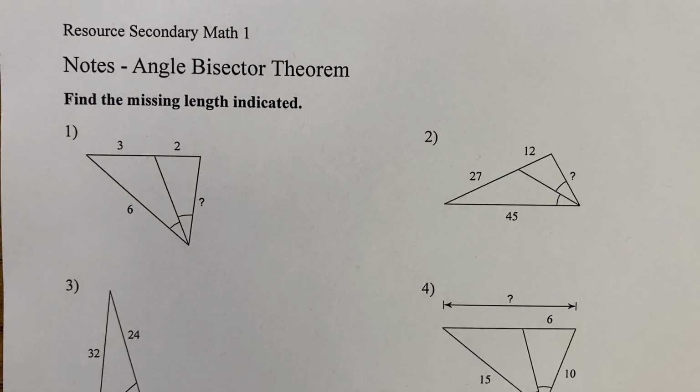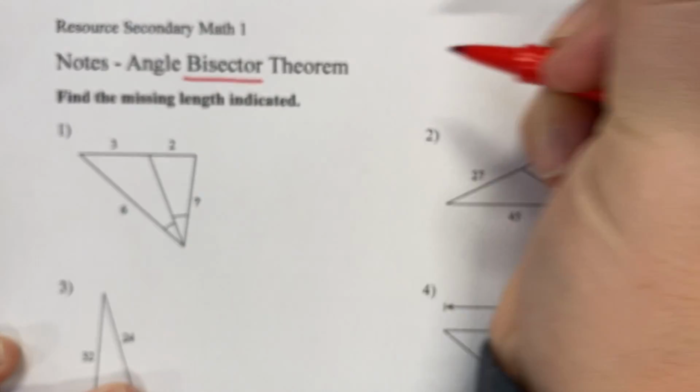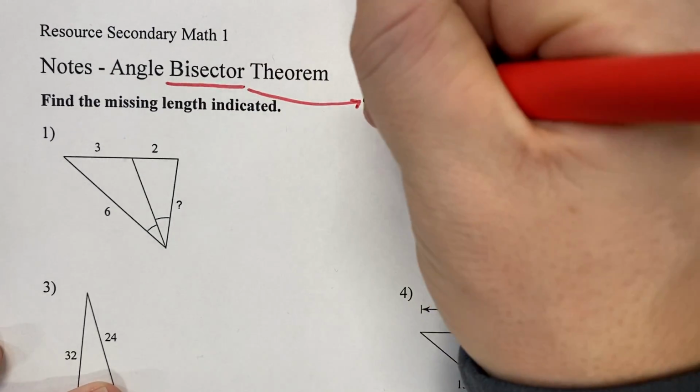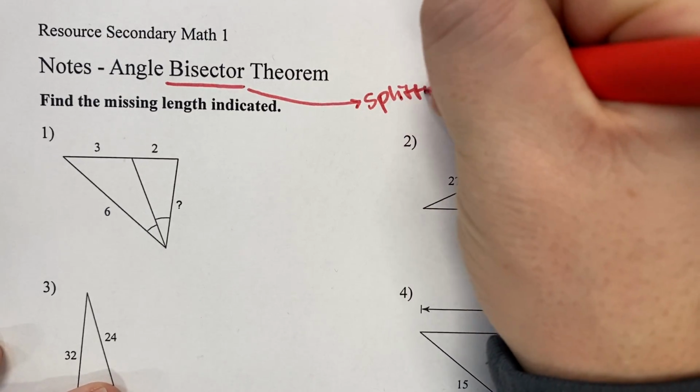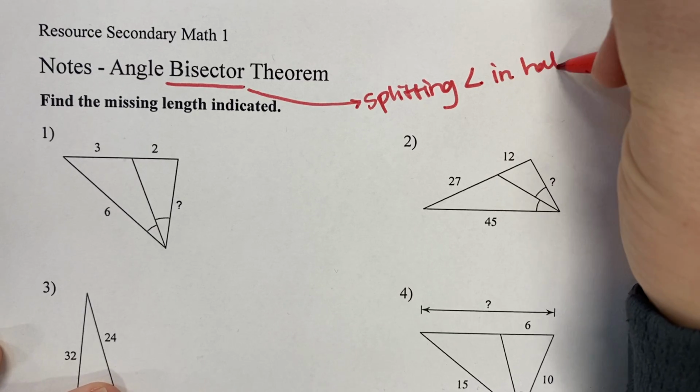Alrighty, so we are talking about angle bisector theorem. Okay, so last time we talked about the exterior angle theorem. Well, this is angle bisector theorem, which means we are just splitting the angle in half. Okay, so that means we're taking one of the angles on our triangle and splitting it in half.